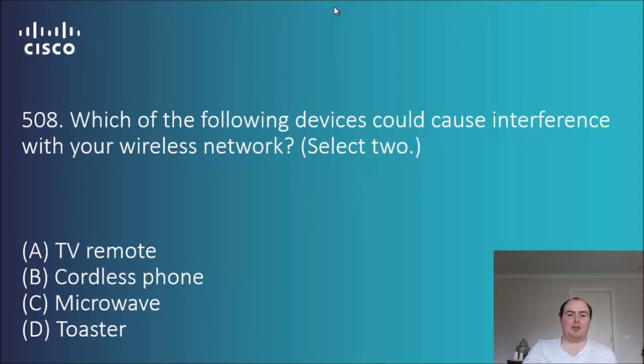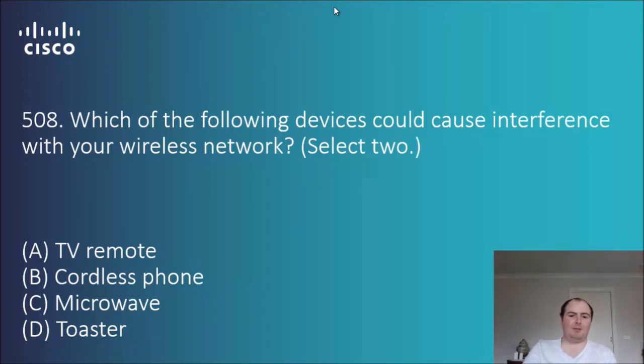508, which of the following devices could cause interference with your wireless network? Select two: TV remote, cordless phone, microwave, and toaster. You often read this in the textbook, and often see things that affect interference. The TV remote's just infrared, so there's no real dramas there. I think it's still infrared. A toaster's just plugged in via power, which is all good. It doesn't seem to affect too much.